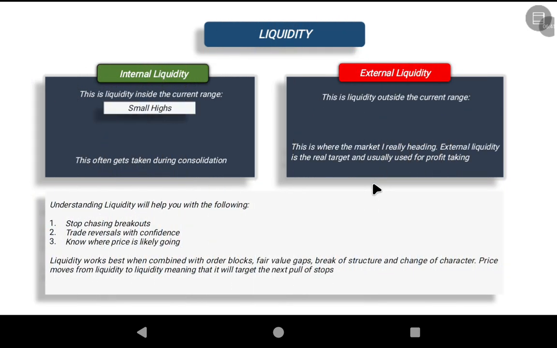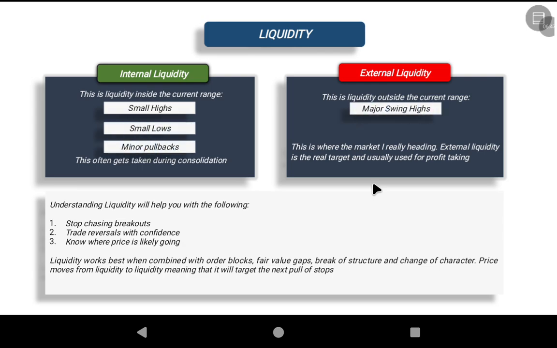Or internal liquidity is small highs, small lows, and minor pullbacks. And then you have external liquidity, major swing highs and major swing lows. So the study of liquidity will help you to stop chasing breakouts. It helps you to trade reversals with confidence and know where price is likely going.